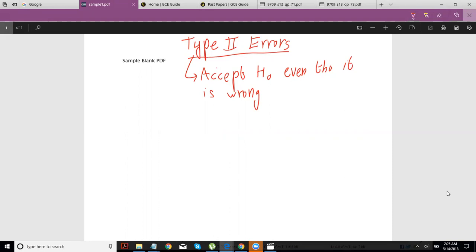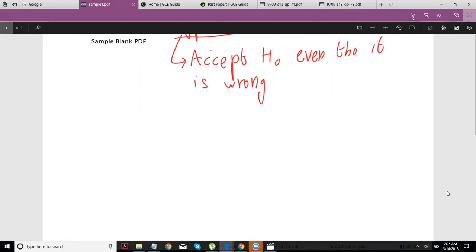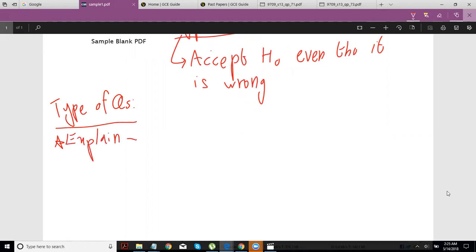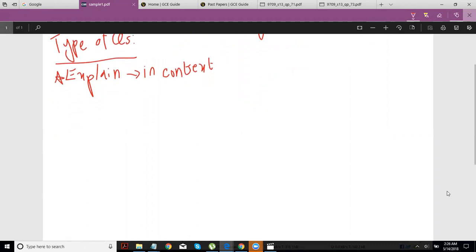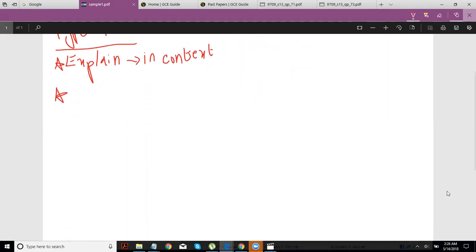And again, with questions, one particular type of question would just be to explain what is meant by a type 2 error. So again, if you take the type of questions that could come with this, one is just to explain, and in this you have to be careful to explain in context, as I explained. And context is basically the same explanation I gave in the video about type 1 errors.